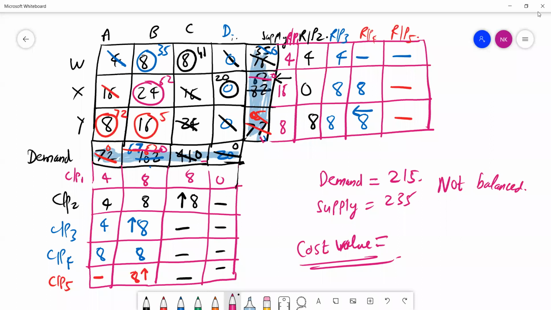So this was the example corresponding to the unbalanced transportation problem. So that's it for this session. If anybody is having any doubt, then you can ask me, or else you may leave the session.